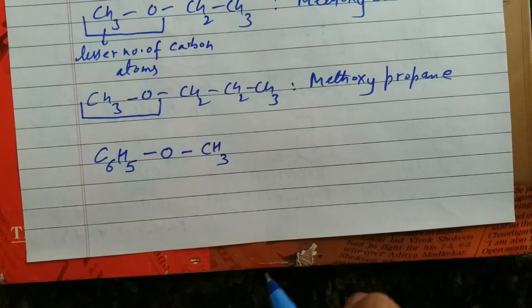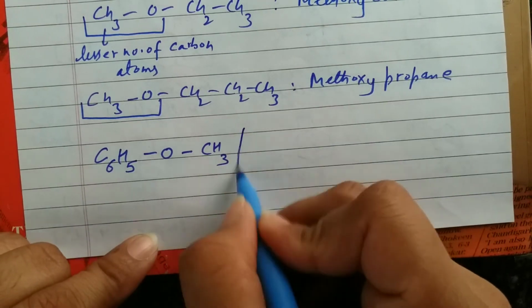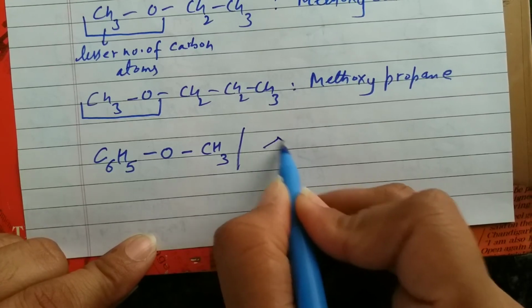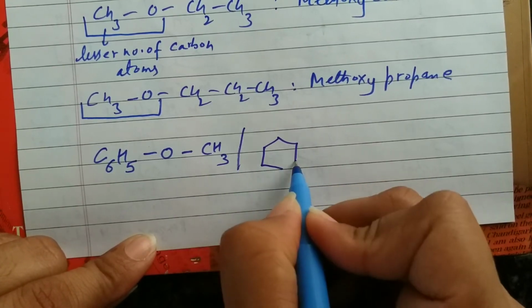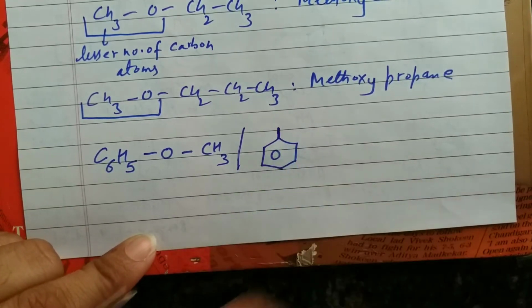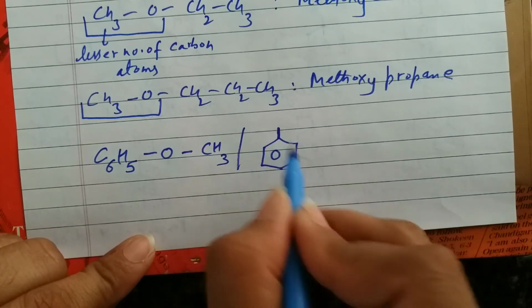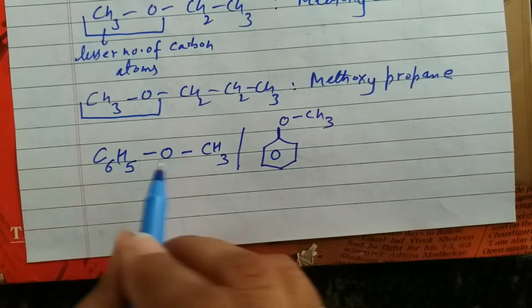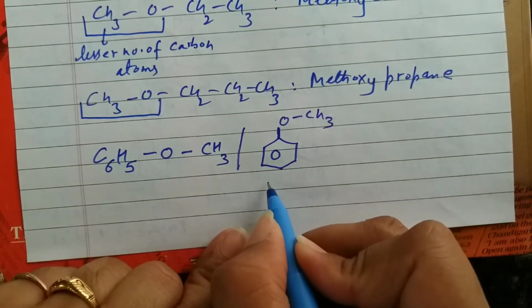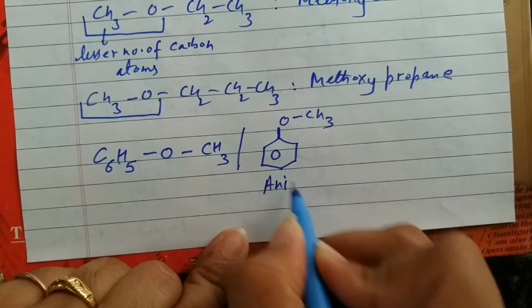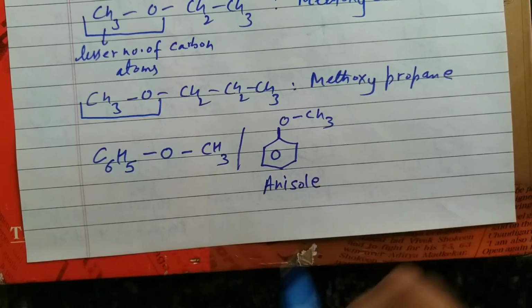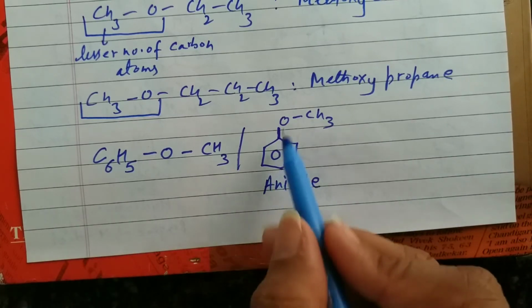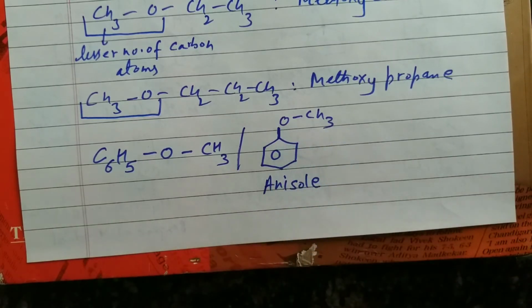C6H5OCH3. Alright, and I'll just give you another structure of this compound. Actually, C6H5 is nothing but benzene with 1 hydrogen less. This is the C6H5 phenyl group, and to that we have this OCH3 group added. So it's the same thing, and you must learn the common name of this compound. It's a very important ether. This is called anisole. So C6H5OCH3 is anisole, but that's the common name.